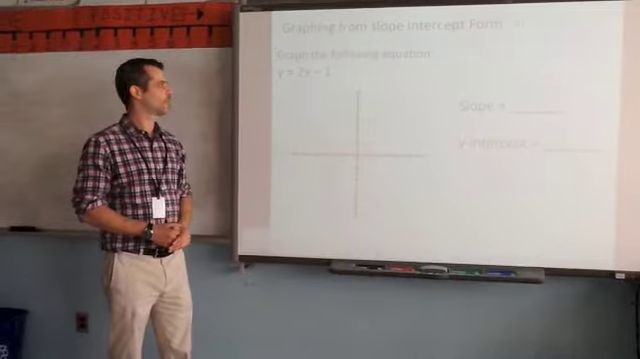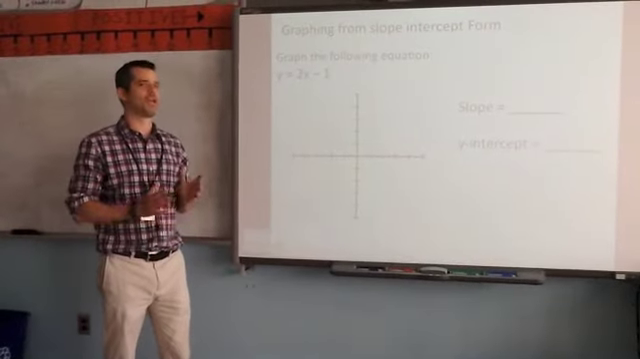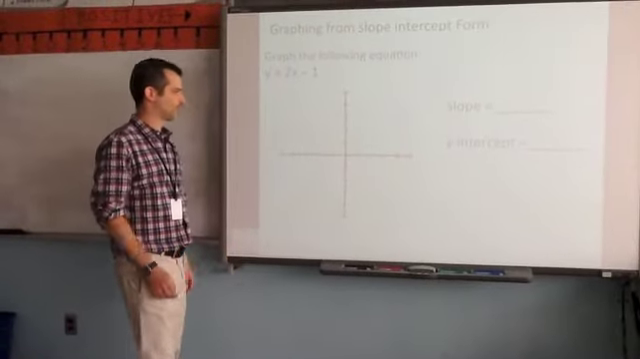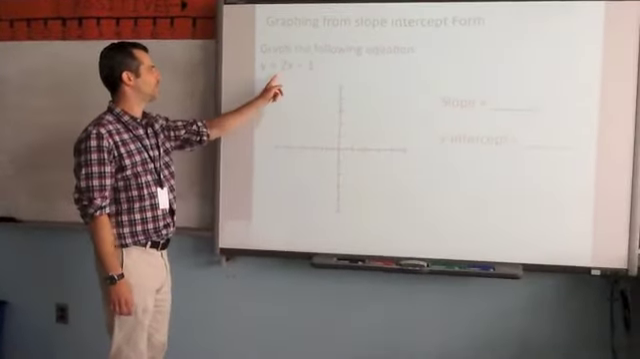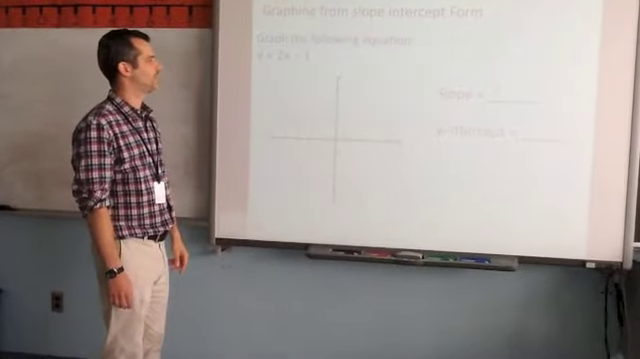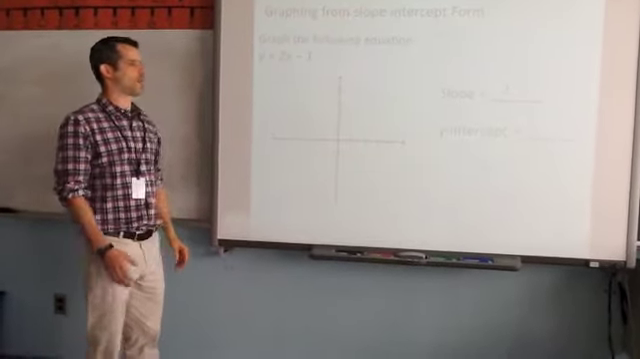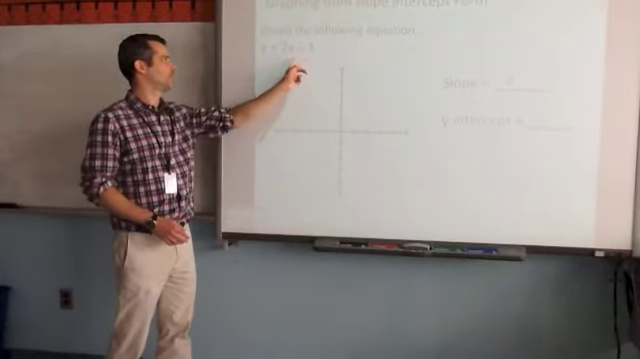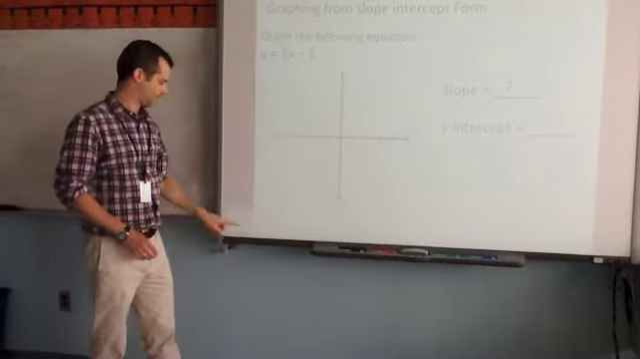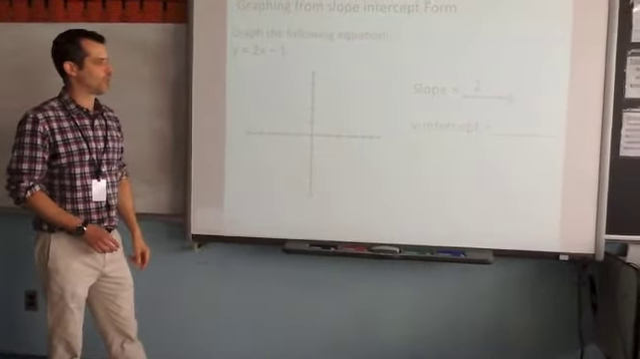So working in reverse, we need to find the slope and the y-intercept from the equation and then draw those on the graph. Our slope in the equation is the number that goes in front of x. So our slope in this equation is 2. Our y-intercept is the term that we're adding on. Notice here, we are subtracting 1, so our y-intercept is a minus 1.